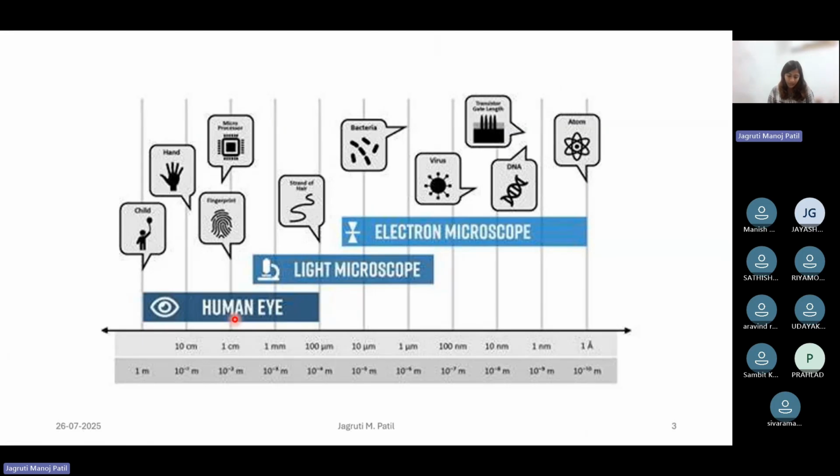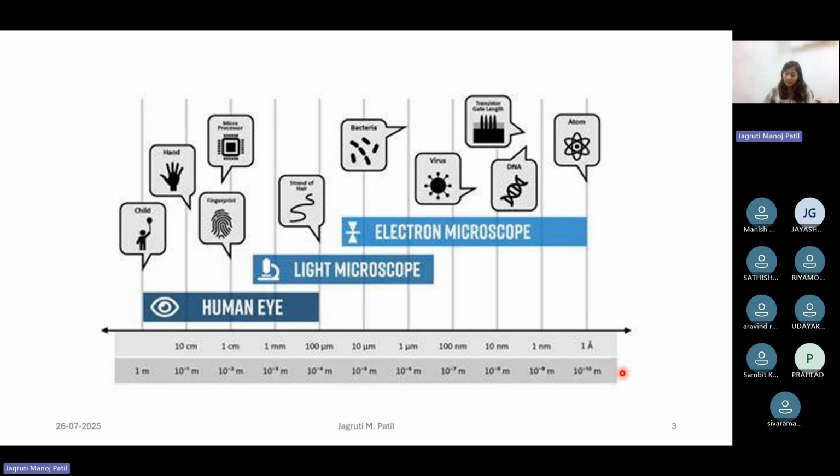Here, through optical microscopy, we are able to see resolutions which can go till 1 micron, or like till the range of nanometers, but not nanometers exactly. It's on the higher side of it, hundreds or thousands of nanometers. Then when we use electron microscopes, we are able to go till angstrom values of resolution.